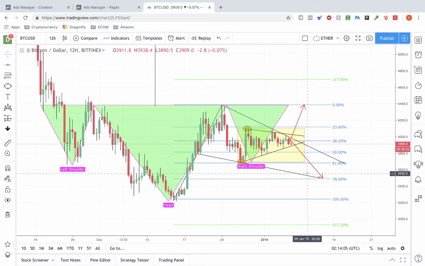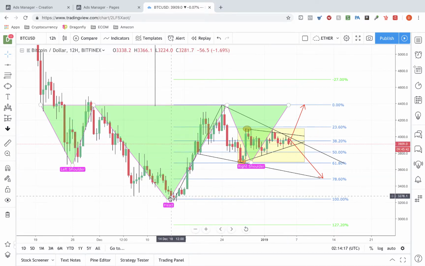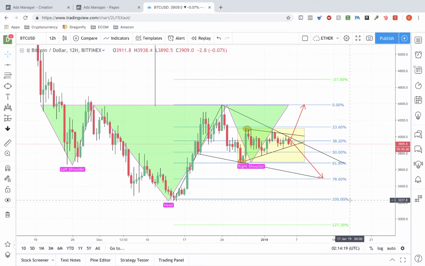But this is what I want you guys to realize. If this right shoulder is broken and we get back down here, there's less likelihood that this head and shoulder will play out like that. Okay? If it gets down below the 0, this is invalidated 100%. And we've seen kind of a double bottom here on the Fibonacci. So there's a lot of things to look out for.